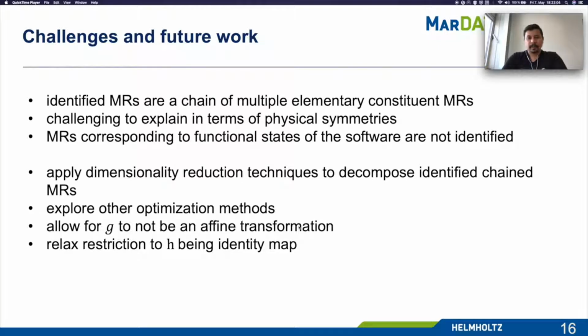Further work would be to apply dimensionality reduction techniques to decompose identified chain MRs, explore other algorithms and optimization methods, remove the constraint of G being an affine transformation, and to relax H being an identity map.